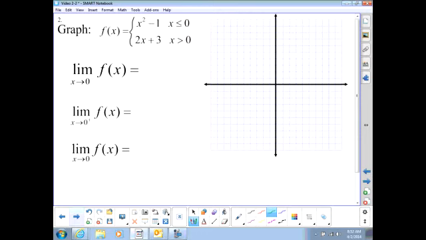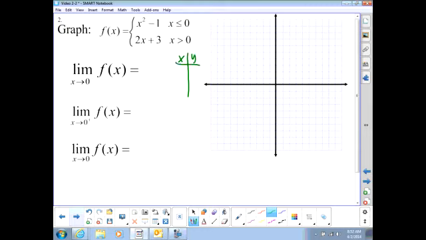What we'll do now is we'll look at a piecewise function. A piecewise function is a function that is defined differently depending on where your x values are. So we're going to say when x is less than or equal to 0, we're going to look at x squared minus 1. And when x is greater than 0, we're going to look at 2x plus 3.